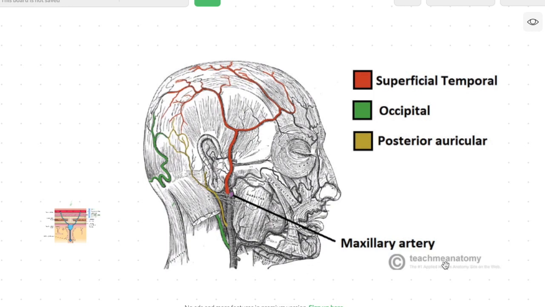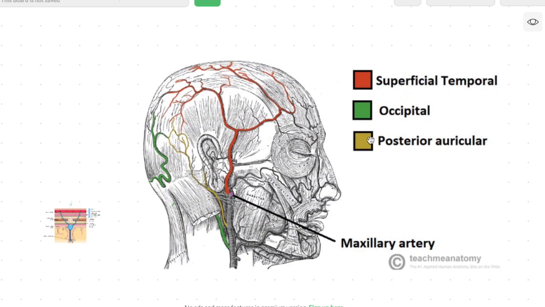Remember, the scalp is supplied by two main arteries, the internal carotid and the external carotid. From the external carotid there are three branches: superficial temporal, occipital, and posterior auricular. From the internal carotid there is a branch we call the ophthalmic artery. So in total there are four arteries coming from two main arteries: the external carotid, which gives three, and the internal carotid, which gives one branch.